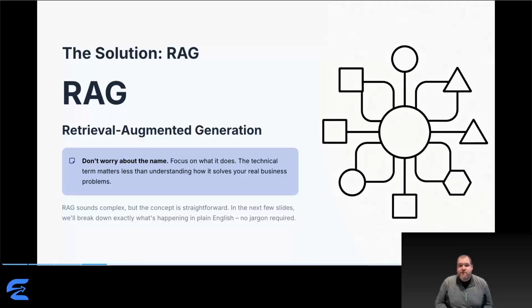RAG stands for Retrieval-Augmented Generation. And I know that sounds like someone threw technical jargon into a blender, but I promise the concept is straightforward. Don't get hung up on the name. The term matters way less than understanding what this technology actually does for your business. In fact, you might hear vendors call it different things: semantic search, intelligent document retrieval, AI powered knowledge base. They're often talking about the same core concept. In the next few slides, we're going to break down exactly how RAG works in plain English. No jargon, no assumptions about technical background, just a clear explanation of what's happening and why it solves your problem.